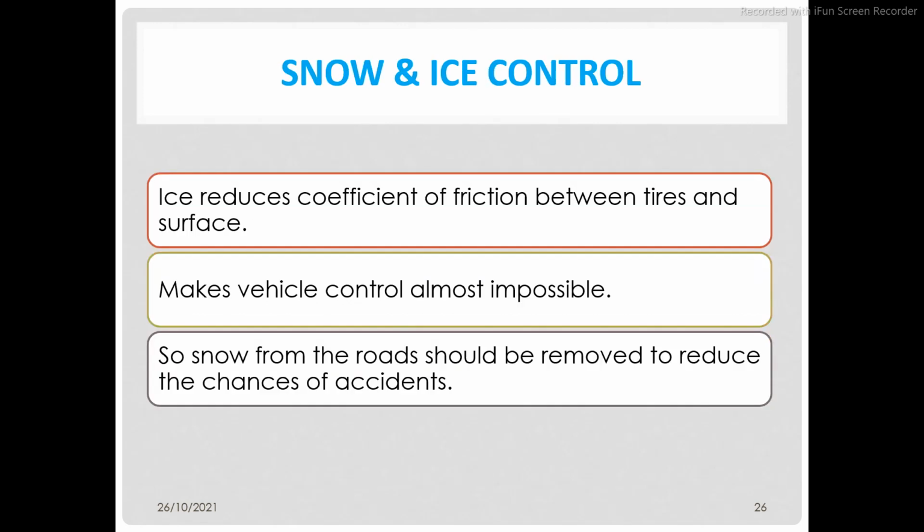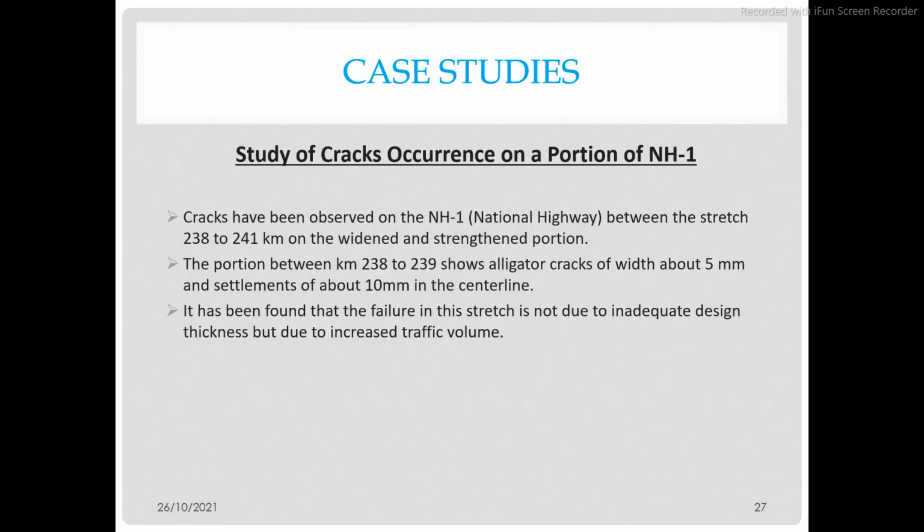Now we're going to talk about ice and snow control. Ice reduces the coefficient of friction between tires and surface, makes vehicle control loss almost impossible, so snow from the road should be removed to reduce the chances of accidents. Now I'm going to talk about the case studies.